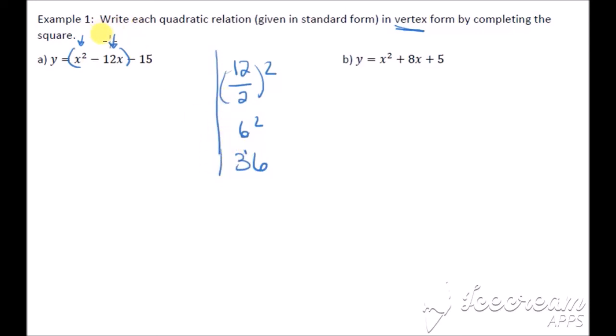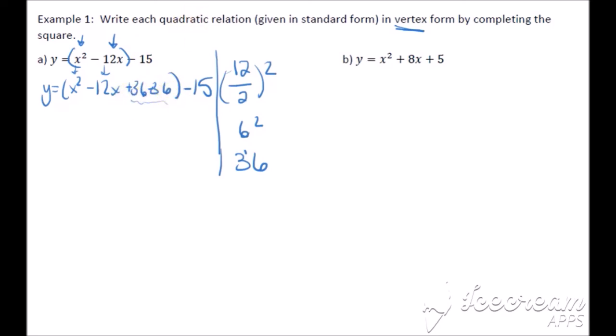We take that number and we sub it into this bracket. So we have x squared minus 12x. Those two things come down. Now we take this and sub it into the bracket: plus 36 minus 36. We close the bracket and then minus 15. If you actually take a look here, don't simplify this.